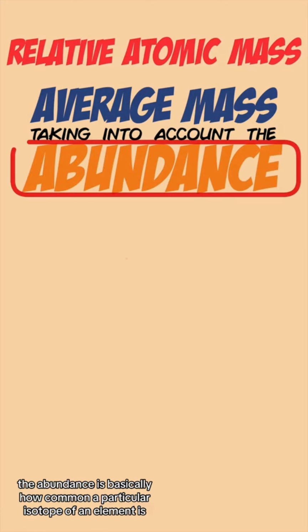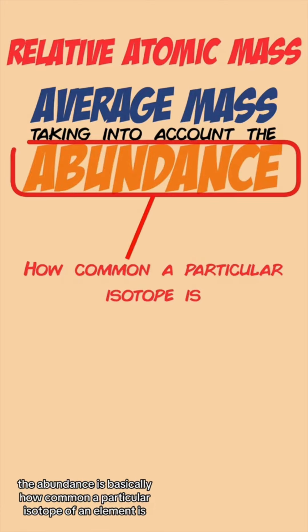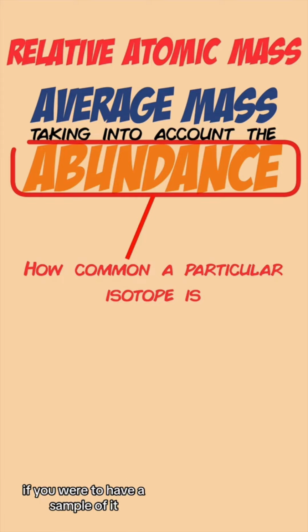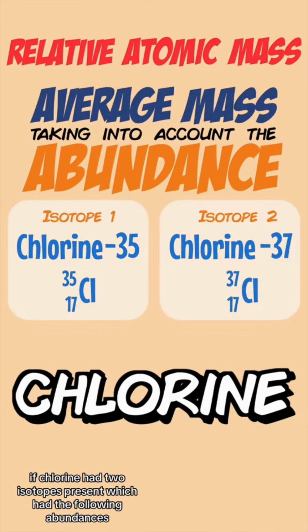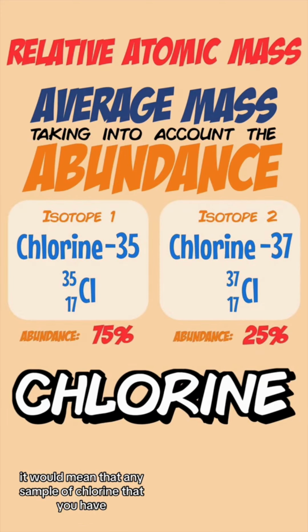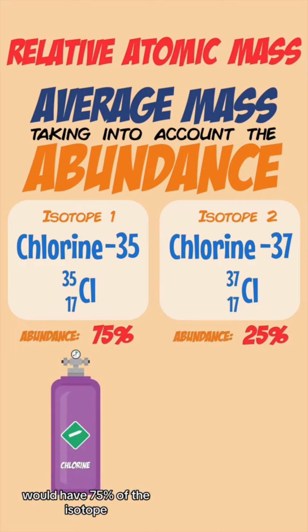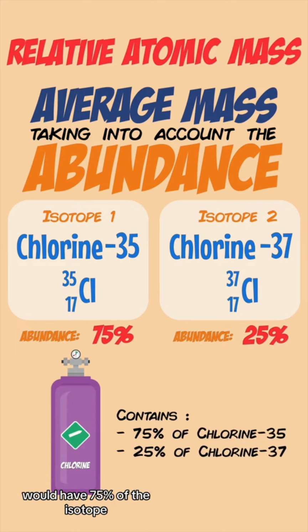The abundance is basically how common a particular isotope of an element is if you were to have a sample of it. So for example, if chlorine had 2 isotopes present which had the following abundances, it would mean that any sample of chlorine that you have would have 75% of the isotope chlorine 35 and 25% of chlorine 37.